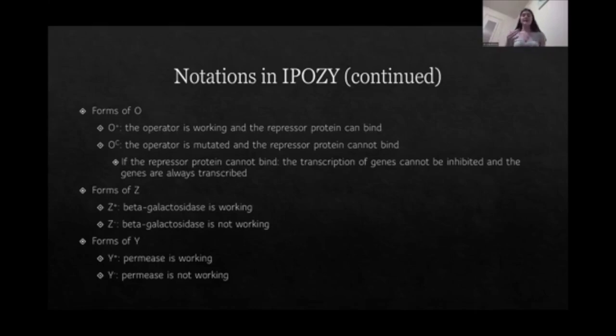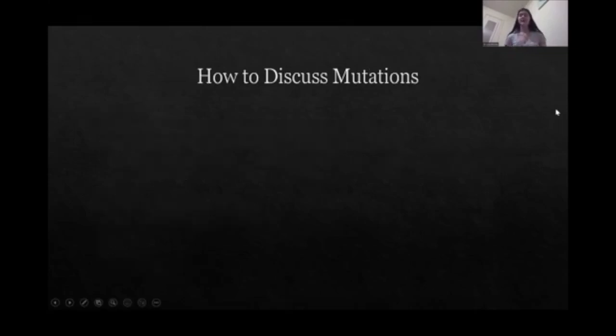Your Z is your beta-galactosidase, Z plus and Z minus. Z plus means it's made in an active form. Z minus means it's made in a mutant form. Same idea for Y, which stands for permease. Y plus, permease is made in an active form. Y minus, permease is made in a mutant form. So now let's talk about how we talk about mutations.